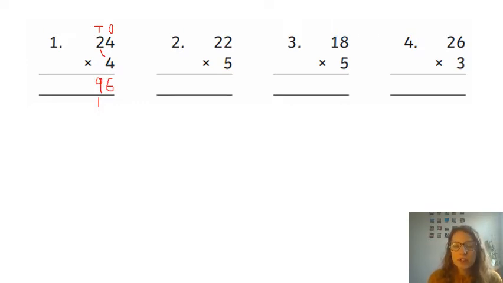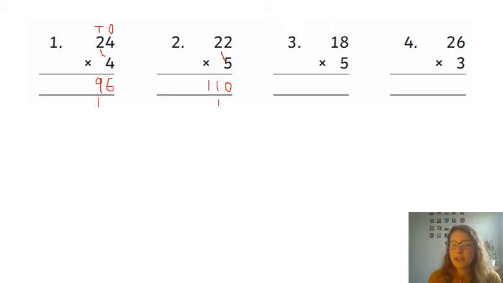22 times 5, so 5 times 2 is 10, so the 0 goes in the ones column, the 10 goes over to tens. We've got 2 times 5 again, going this way, but this time I need to add the 1, so it is 11.